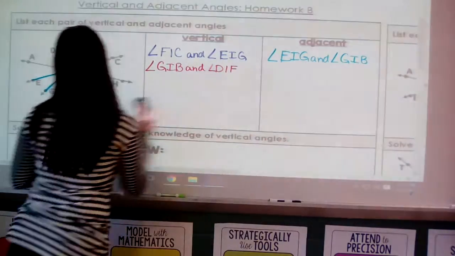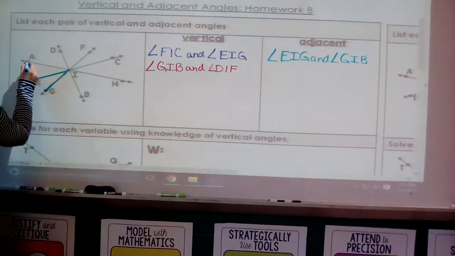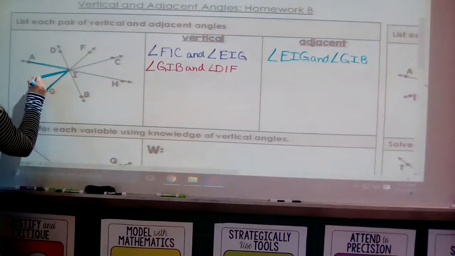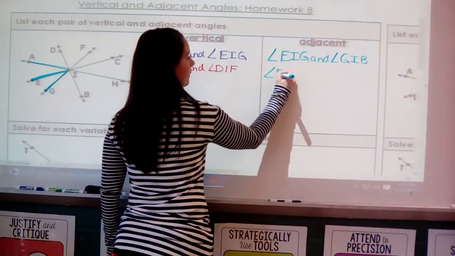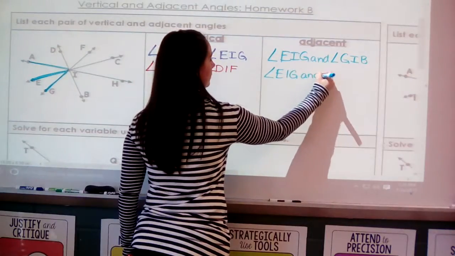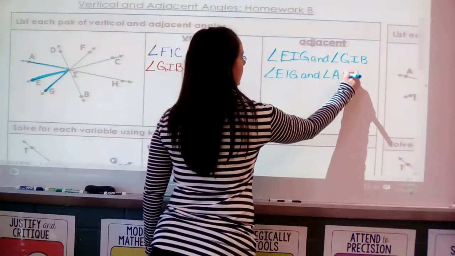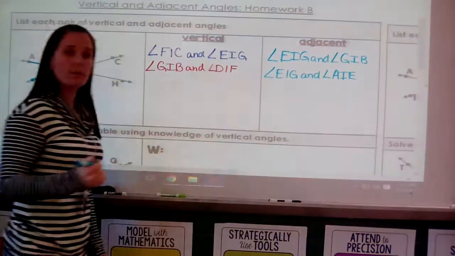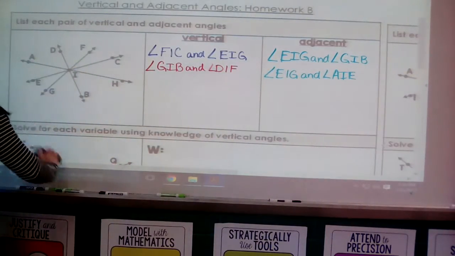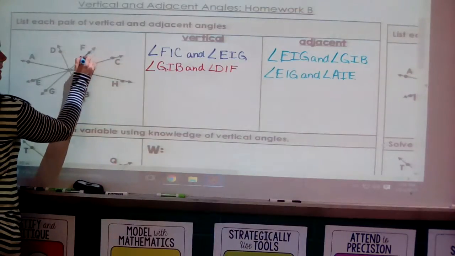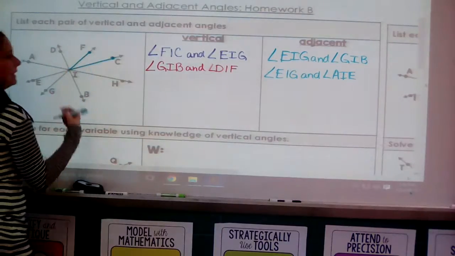Angle EIG, so I'll go back to where we started with angle EIG. That also has another adjacent angle. It shares an endpoint and shares a side. So I'm going to list another pair, EIG, and angle AIE. So essentially, we are looking at angles directly next door. I'm going to name one more pair for you, and then you can name some of the remaining pairs yourself. So I have angle FIC.